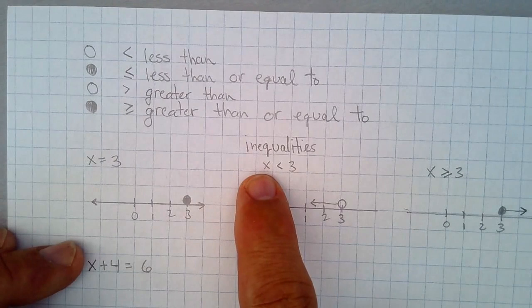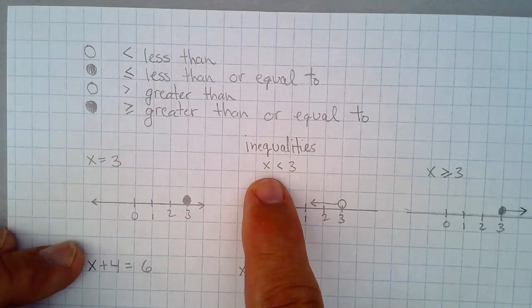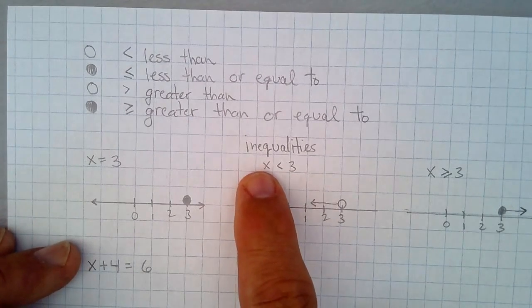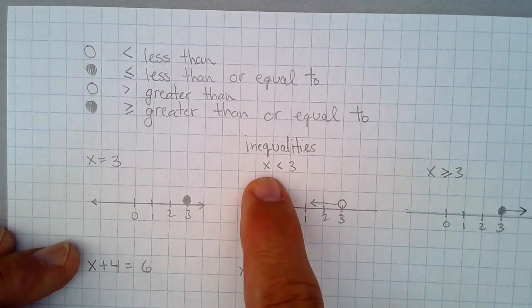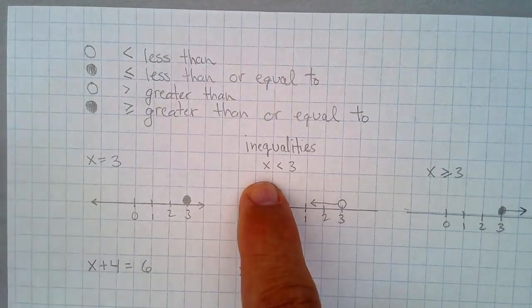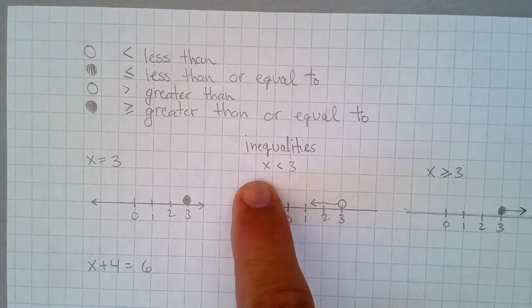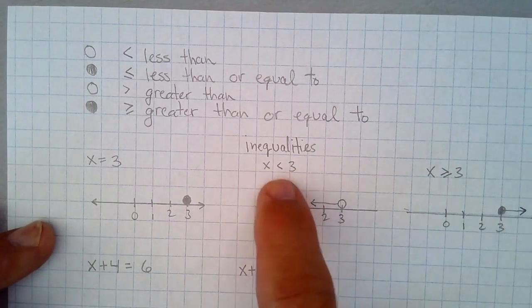Now, in this, there is not just one answer. Yes, we could put 2 in here. 2 is less than 3, but also is 1 and 0. And any 1.5 is smaller or is less than 3. Any negative number is less than 3. There's an infinite number of answers here.